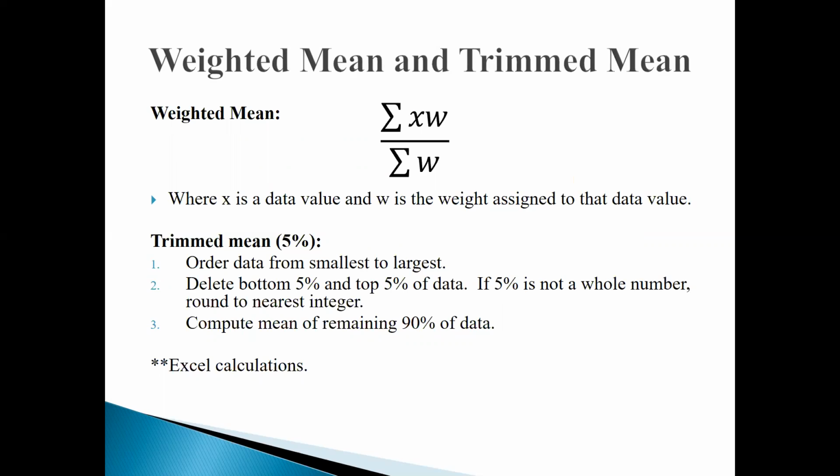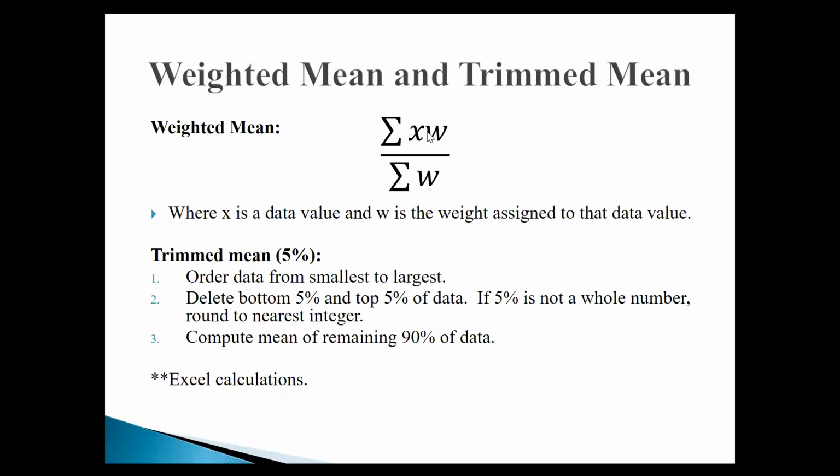If we do the trim mean 5%, what we do is we order the data from smallest to largest, delete the bottom 5% and the top 5%. Now if 5% is not a whole number, round to the nearest integer. And then we compute the mean of the remaining 90% of the data. So let's look at some calculations here.